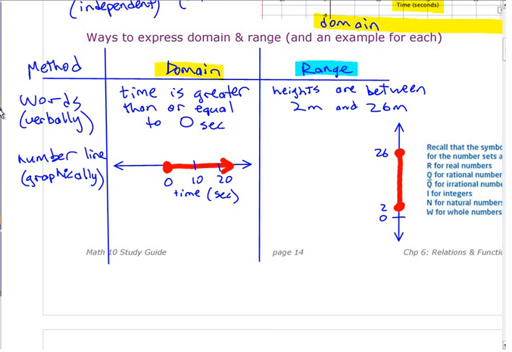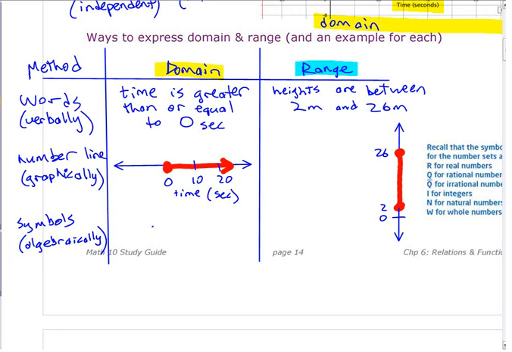Here's the third way. With symbols, or what you might call algebraically. Nope, there's 5 ways. You can fit it in.